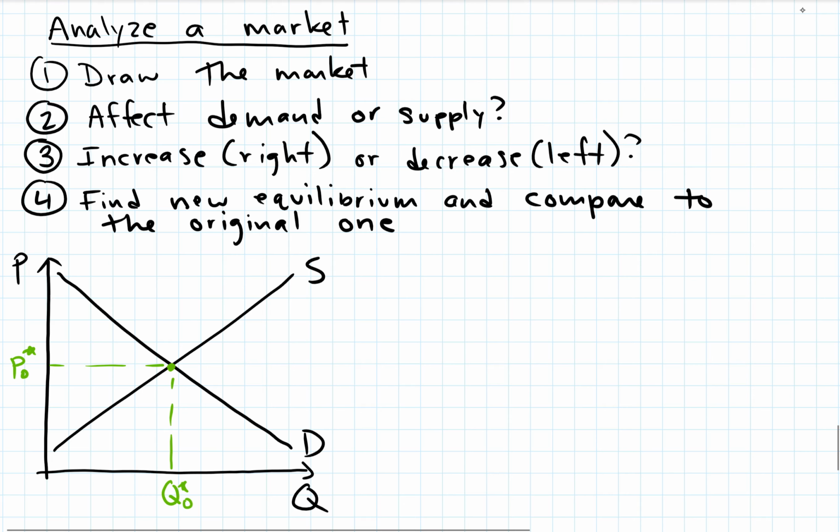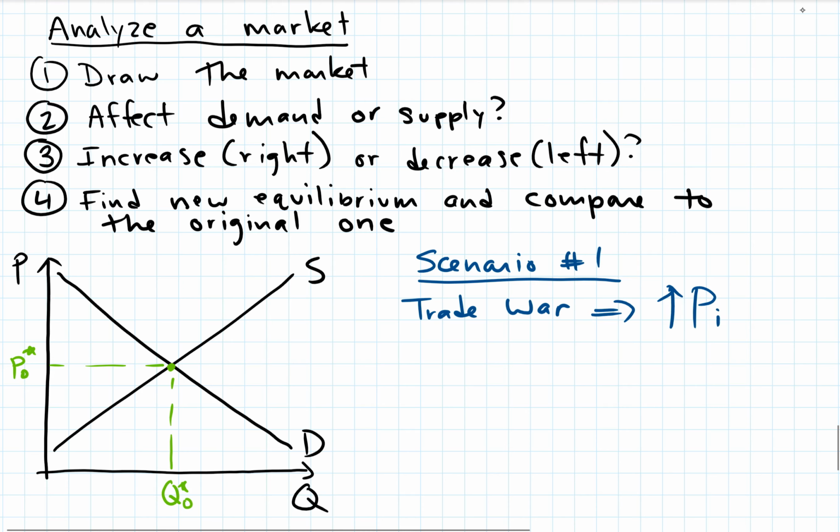Okay, so now we need a scenario. This is our scenario number 1, and the start of the scenario is a trade war. The trade war raises tariffs on imports from China, including, let's suppose, on the category of goods that we're using as inputs for our production. So this trade war is going to have an effect, and that effect is to raise the price of inputs.